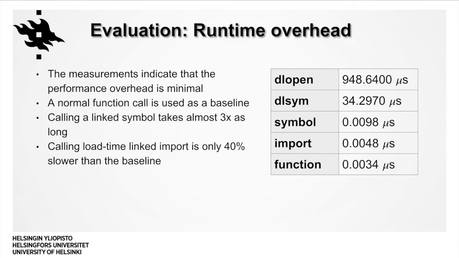On average, calling a function within a module takes 3.5 nanoseconds. This is what a function call in a monolithic application would take to execute, and it is used as a baseline. On average, calling the same function linked with dlsym takes 9.8 nanoseconds, which is almost 3 times as long as the baseline. During the instantiation step of linking, modules can import functions from already loaded modules. Calling the same function through an import takes 4.8 nanoseconds, which is only 40% slower than the baseline.